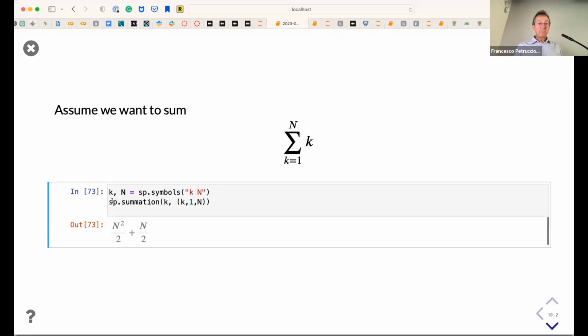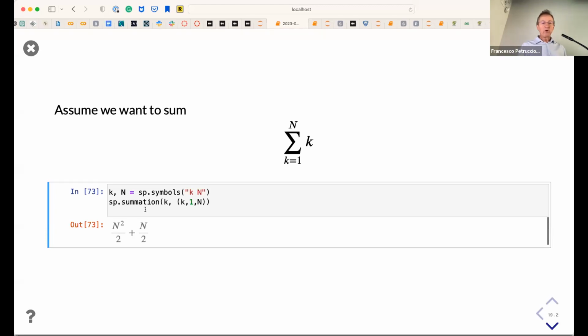Now we need two symbols: the symbol k and the symbol n. And now we need the summation of k over k from 1 to n. And then bang. It comes with a solution that young Gauss discovered when he was a child. If you want, we could factor it and simplify it. But this is what comes by default.